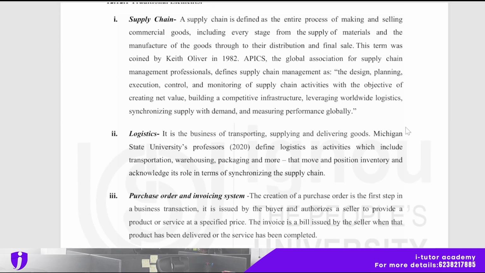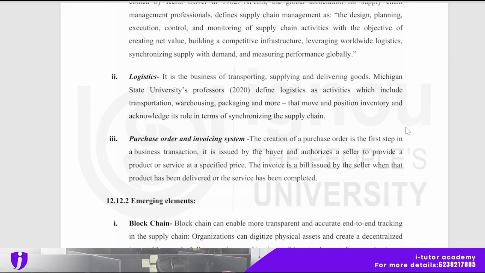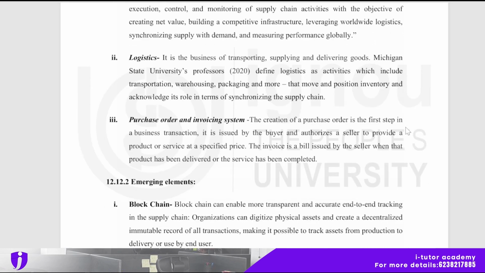A supply chain is defined as the entire process of marketing and selling commercial goods, including every stage from the supply of material and the manufacture of the goods through to their distribution and final sale. Next is logistics. It is the business of transporting, supplying, and delivering goods. Michigan State University defines logistics as activities which include transportation, warehousing, packaging, and more that move and position inventory, and acknowledges its role in synchronizing the supply chain.